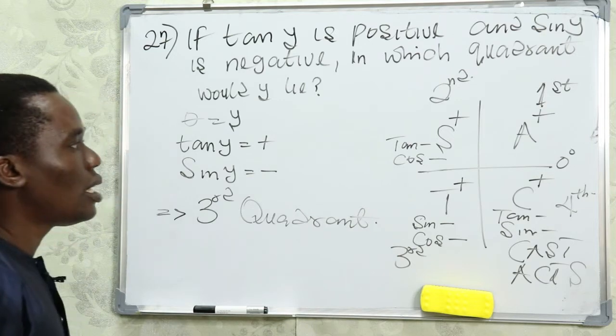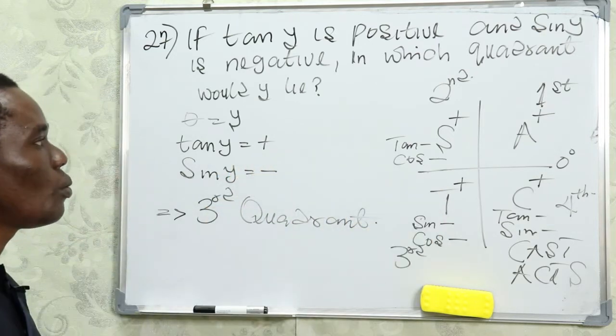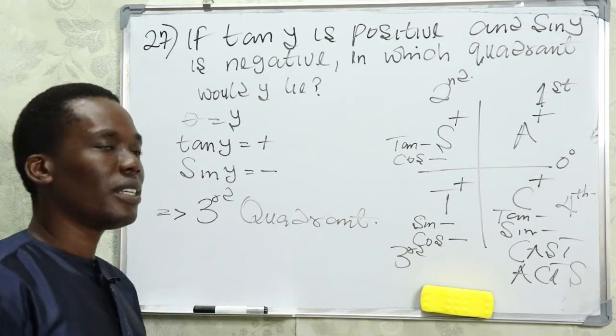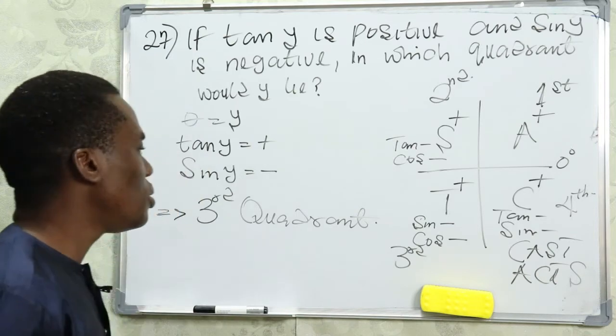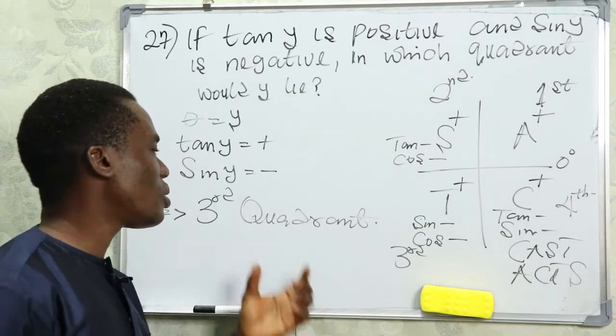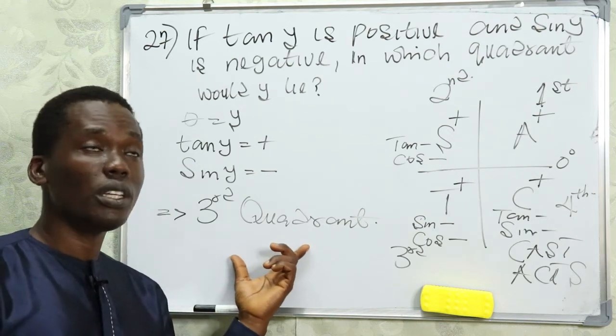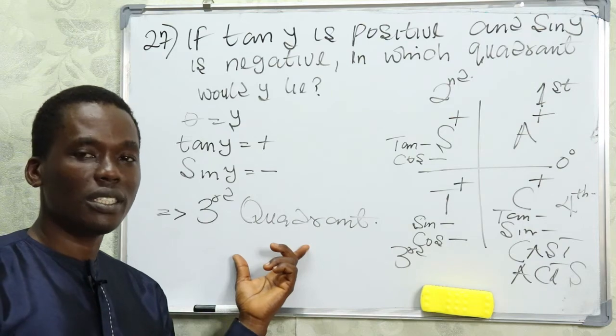And that is that, because in every other quadrant, tan will be negative, except in this one, in which all are positive. So you see, that is exactly the answer to that question: third quadrant only. We're going to look at question number 28.